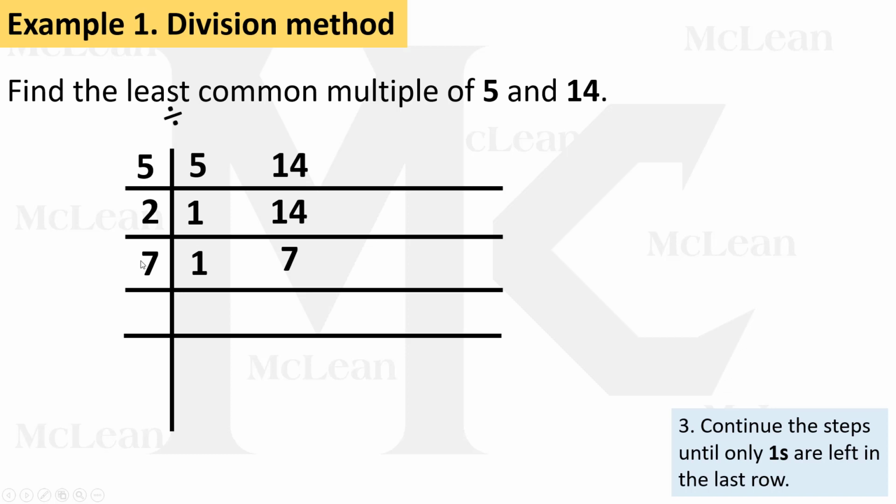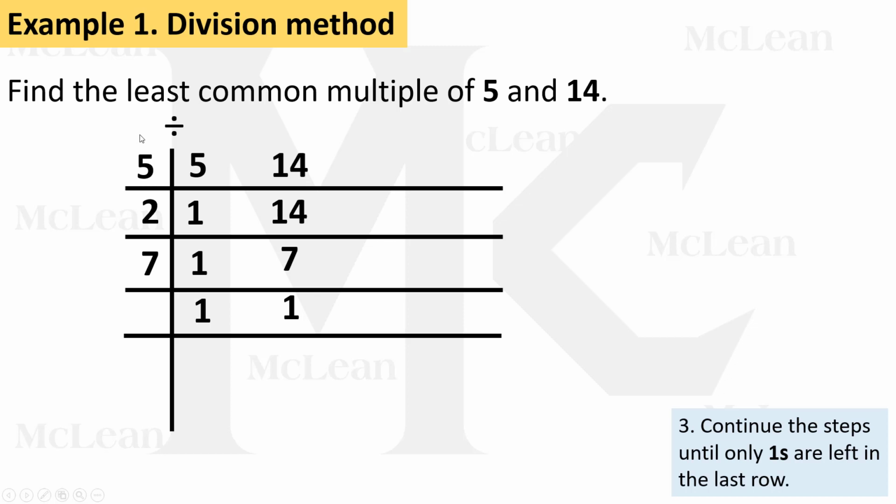Can 1 be divided by 7? No, it can't. So the 1 comes down. And can 7 be divided by 7? Yes. How many times can 7 go into 7? 7 times 1 is 7. It can go into it, so it's 1. Now we are finished right here. All the numbers at the bottom of the rows are 1s.